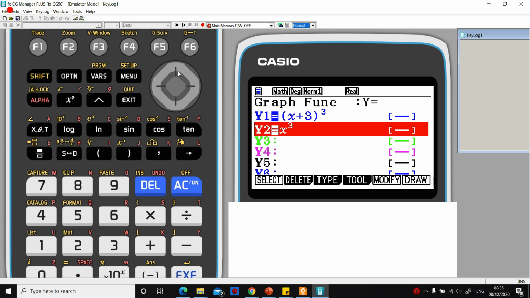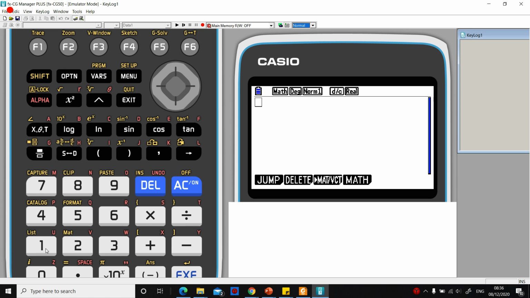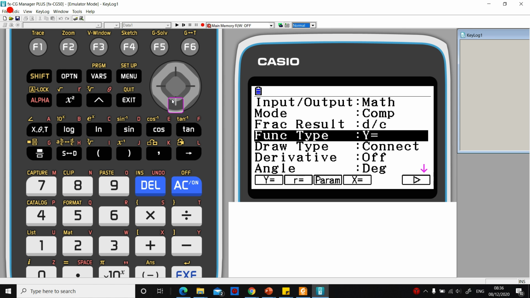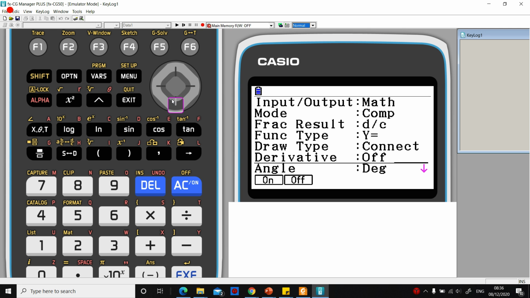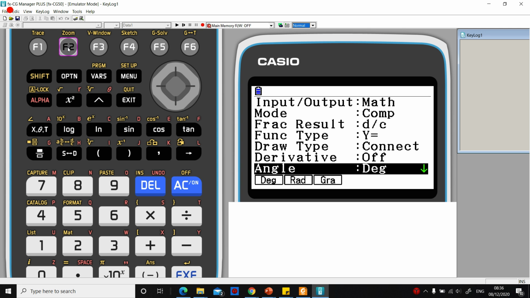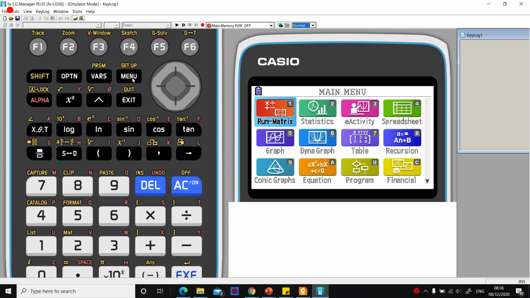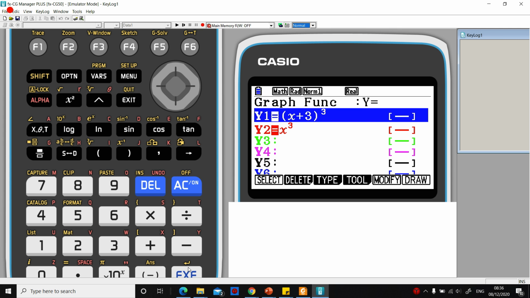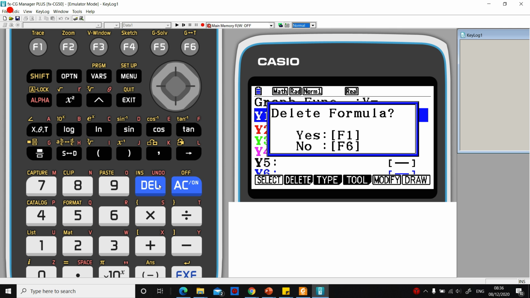Now, we have to work sometimes in radians, and we have to plot in radians. So we're going to go back to the menu, then Shift, Setup, go down to Degrees, and change to Rad, which is F2. Then we go back to Menu, back to 5, which is Graph, and we will delete these functions.